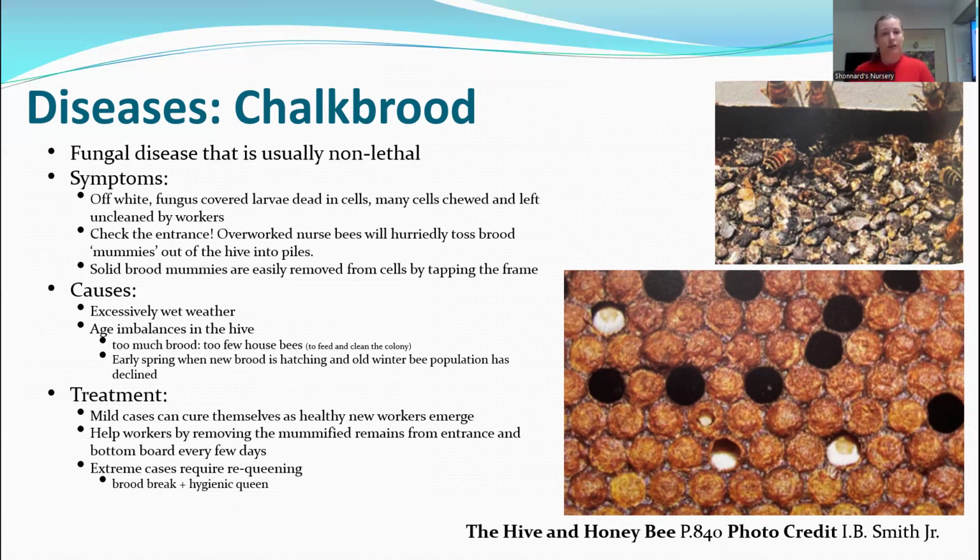So the symptoms are kind of off-white fungus covered larvae dead in the cells. You'll see cells that have been chewed by workers. This indicates that the brood below is dead and the worker has not had time to remove that and clean that cell. So there is an imbalance in age structure here.